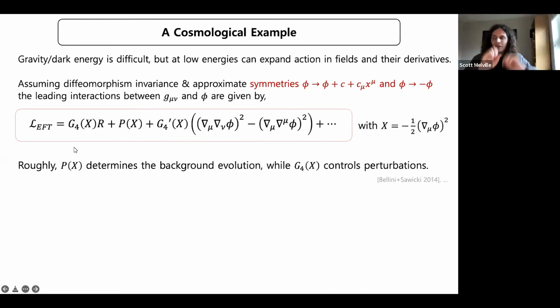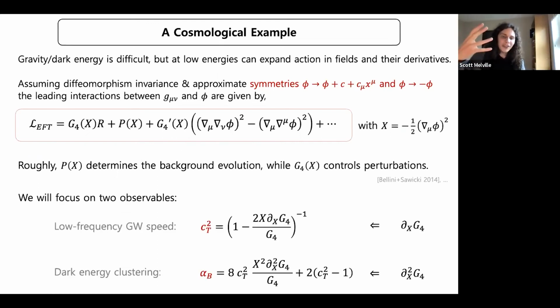So the phenomenology of this theory is well understood. Roughly speaking, the way to think about it is that this P of X is the thing that determines how the background evolves. And by choosing a P of X appropriately, you can arrange for something that looks a lot like lambda CDM. And this function G4 and its derivatives control how small perturbations on top of this background evolve.